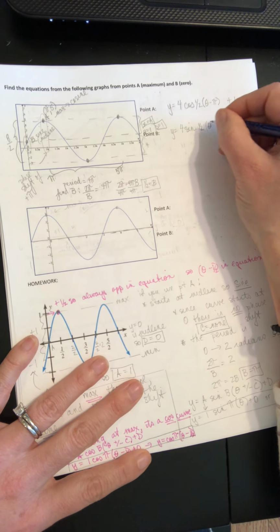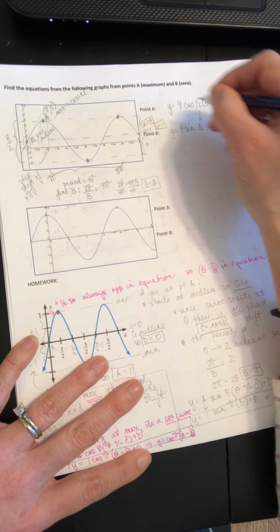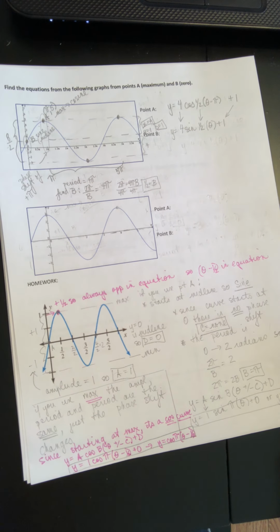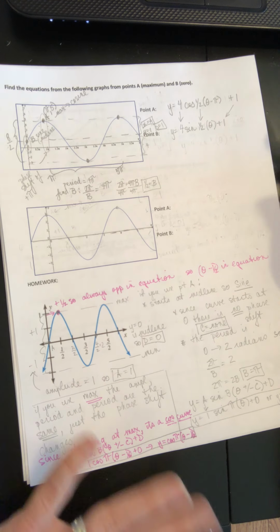So this is just theta, and then plus 1. So the d is the same, the b is the same, and the a is the same, okay? It's just one has a phase shift, one does not. All right, last but not least.